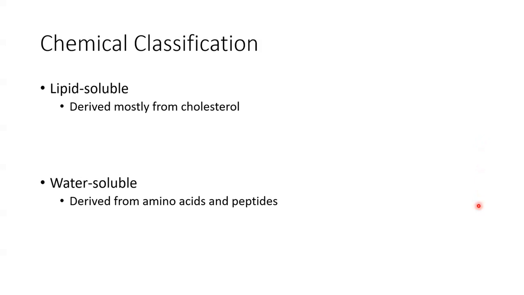So chemically, hormones can be divided into 2 broad classes, those that are soluble or can be dissolved in lipids, and those that are soluble or can be dissolved in water. If we first think about the structure of these 2 classifications of hormones, our lipid-soluble hormones are mostly derived from cholesterol. You may also see these termed as steroid hormones. Our water-soluble hormones, on the other hand, are mainly derived from either a single amino acid or a peptide, with a peptide just being a small chain of amino acids.